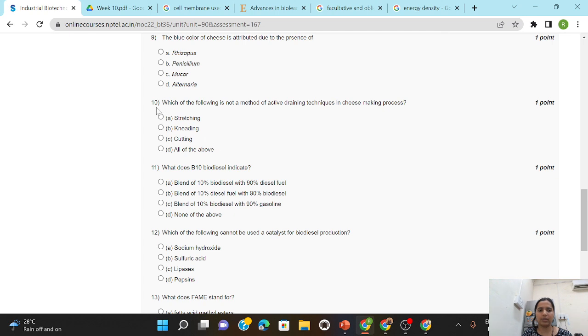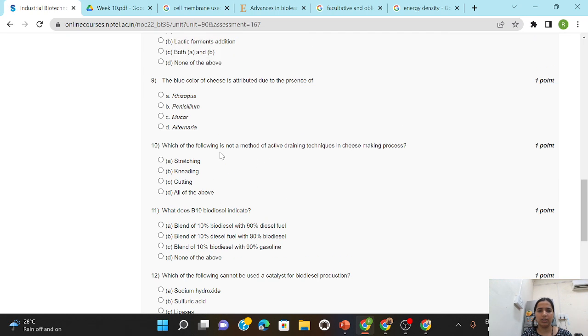So you're talking about this question. Question number 10: which of the following is not a method of active draining technique in cheese making process? All three are methods, A, B, C. Then actually we should choose D, but D says all of the above, which is contradictory.